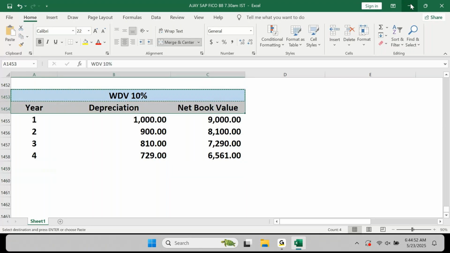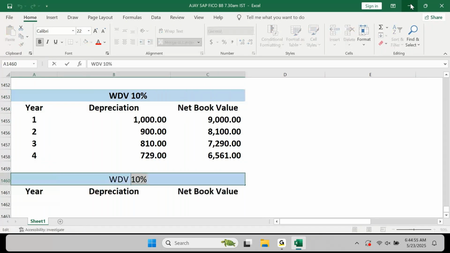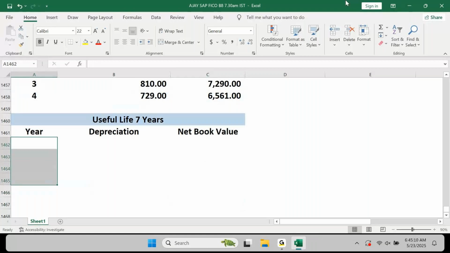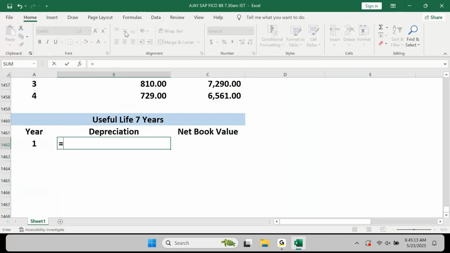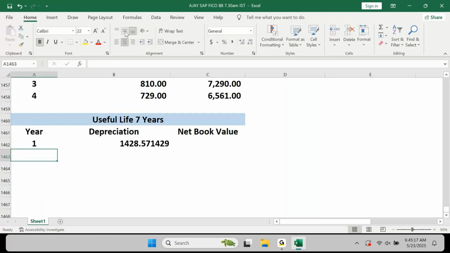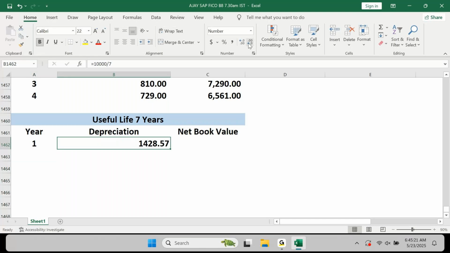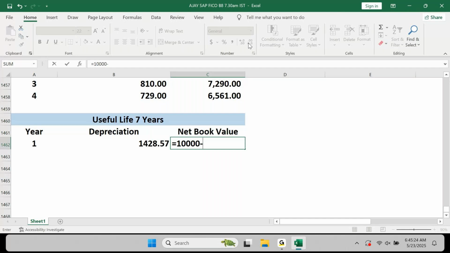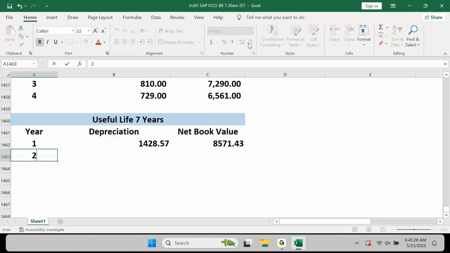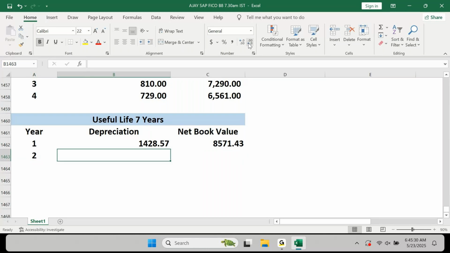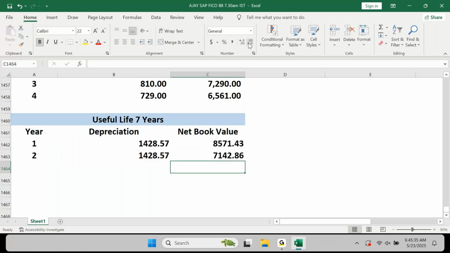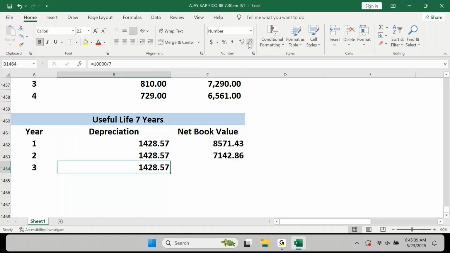In case you take the third one, let's say useful life, say 7 years. What we need to do is depreciation divided by 7. First year, this will be 10,000 divided by 7, and this will be 10,000 minus this. Second year, again the same amount. This will be this minus this. Third year, again the same amount, because useful life gives a fixed amount every year.